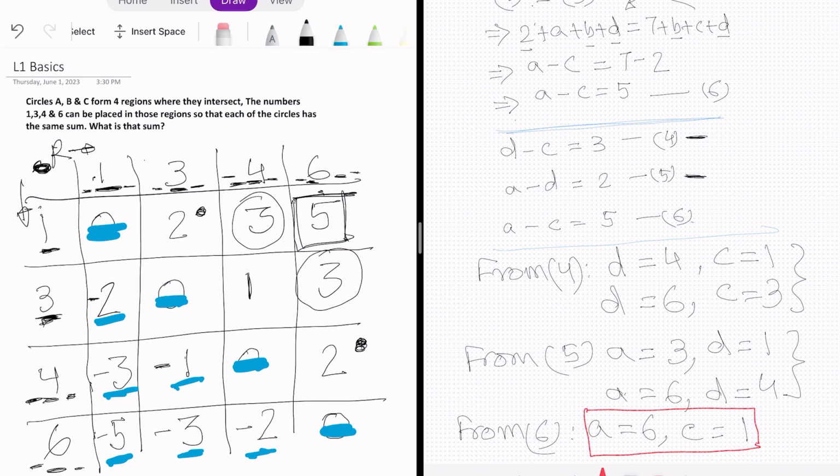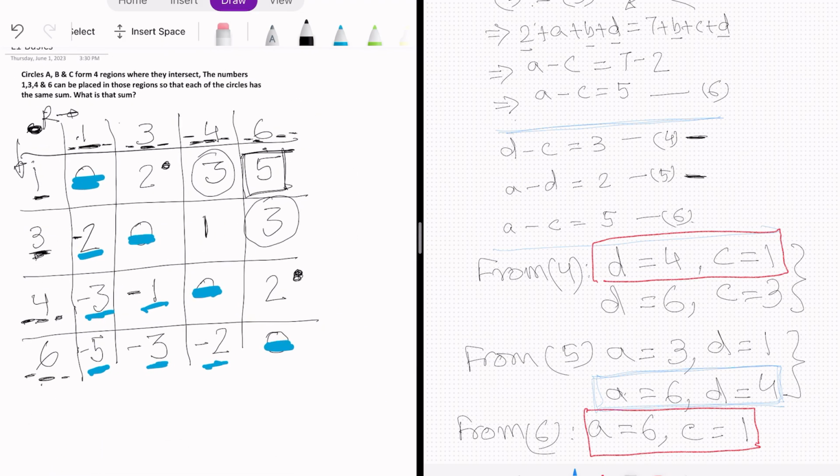Now if A is 6 and C is 1, then from here I see the only combination where C is 1 is D equal to 4. And I can use this to verify if D is equal to 4, is A really equal to 6? And it shows that A is equal to 6.